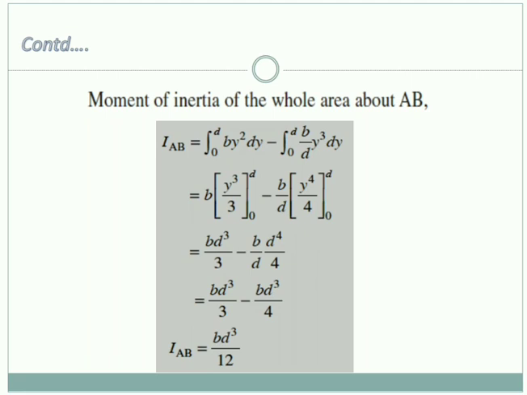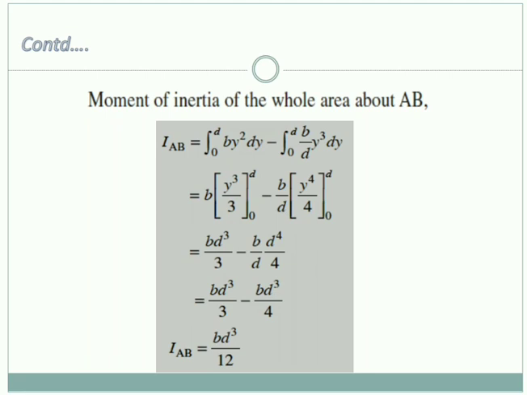Therefore, integrating and substituting the limits, we get I_AB is equal to bd cube by 12. This is the moment of inertia of the triangle about which axis? About the base. Now let us find the moment of inertia of the same triangle about the centroidal axis. At what distance does the centroid lie from the base? Yes, h by 3 or d by 3. Okay, the centroid lies at h by 3 or d by 3. h and d, whatever you take, it is right.